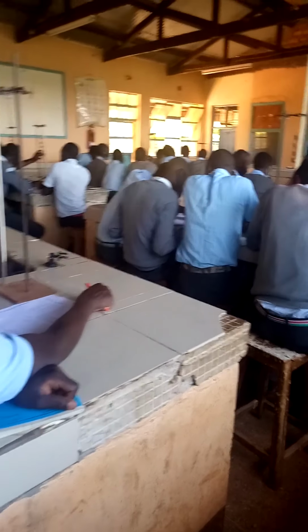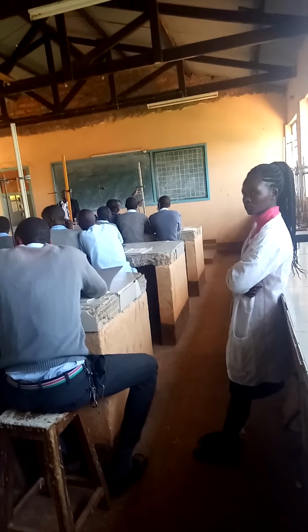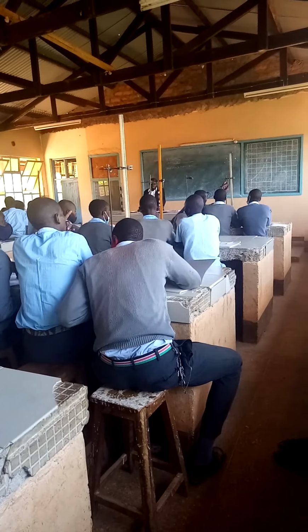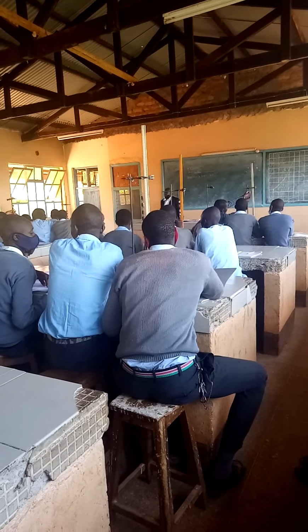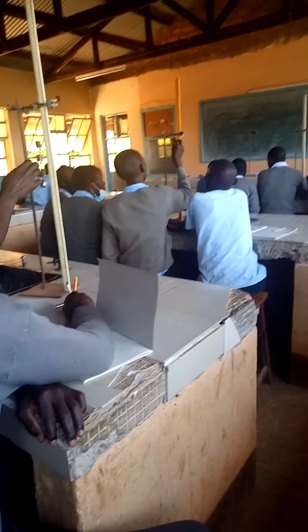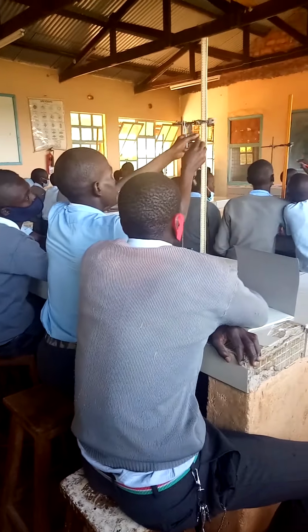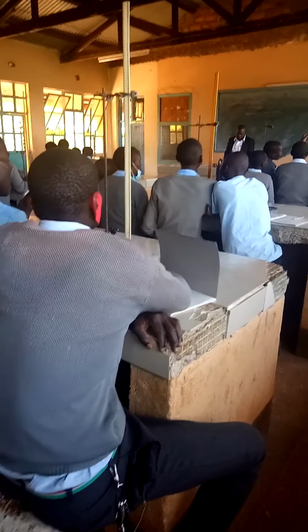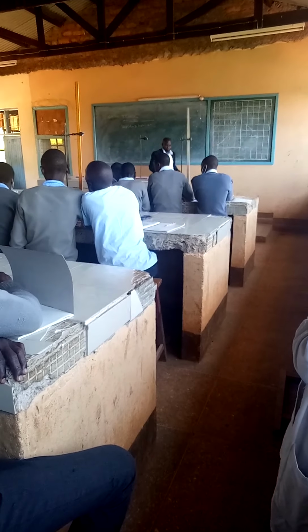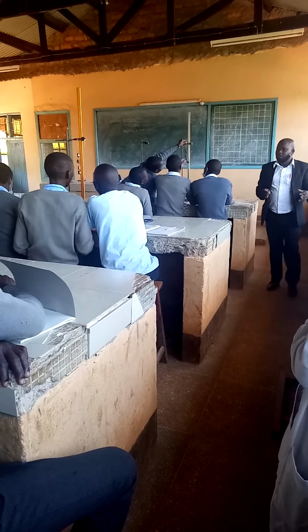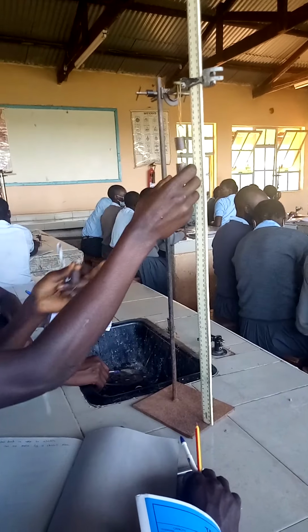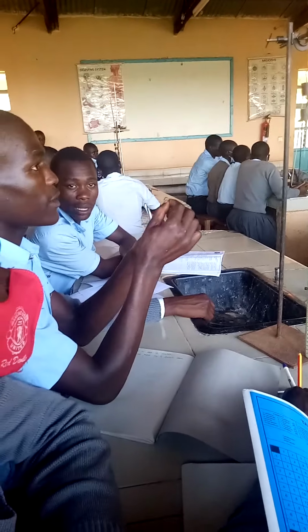You add as many as possible. You have added as many as possible. So you write what you see. What happens? Let us add more. And we are still adding more masses to the same. See what happens. Let us do that fast.